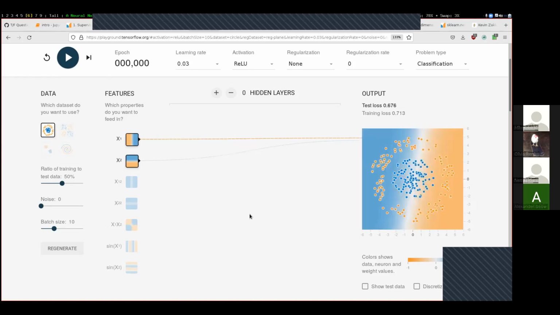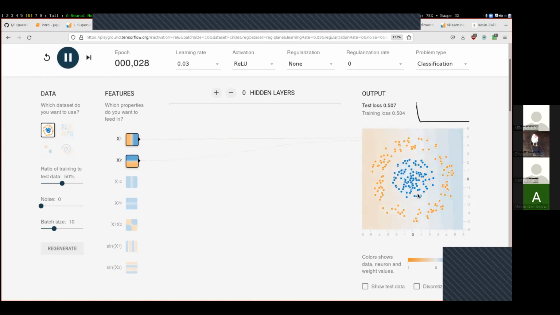And so again, the way this visualization is working is right now I have 0 hidden layers. If you have a multi-layer perceptron with 0 hidden layers, that's the exact same thing as logistic regression. And so if I run this, I'm going to get just a straight line decision boundary. And so I can't do well on this data set right here.